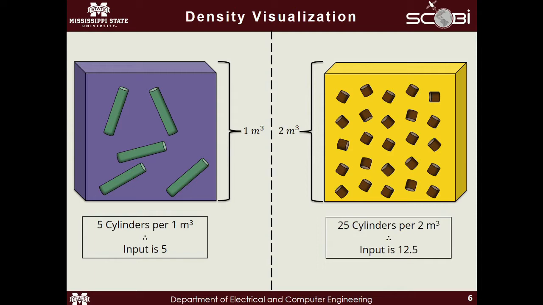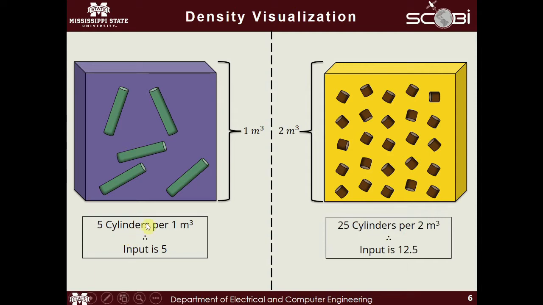So to accomplish this, for example, in this case, I have 5 cylinders, and I'm assuming that at least 5 of these cylinders, whether it's a stalk or a branch or something, at least 5 of them are occurring every cubic meter.